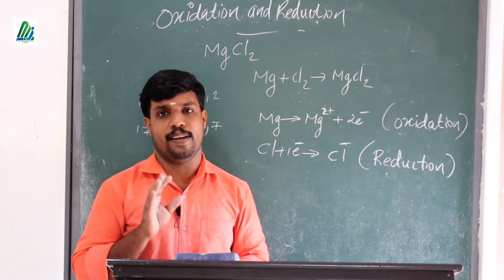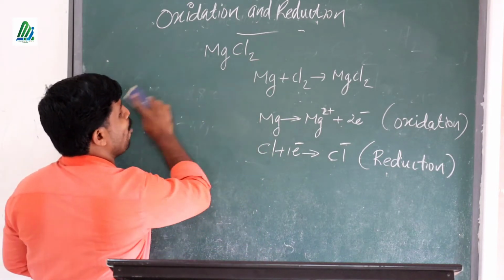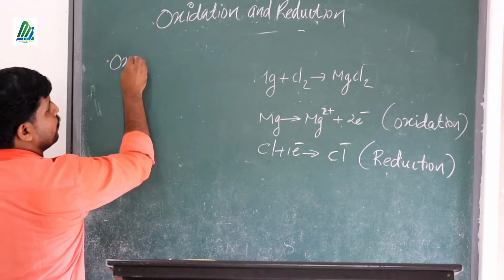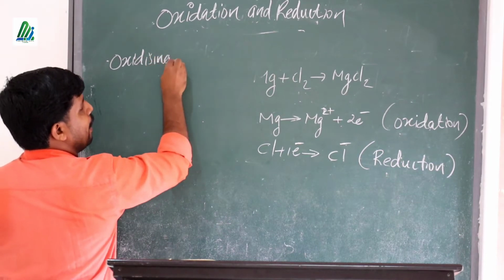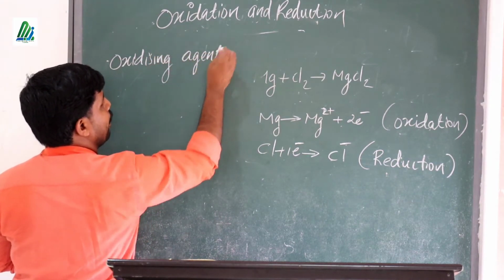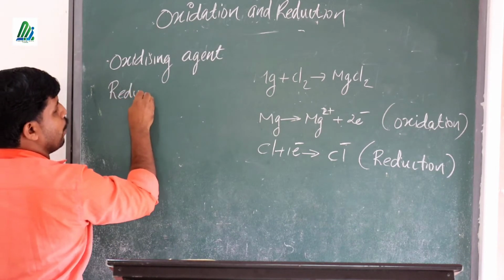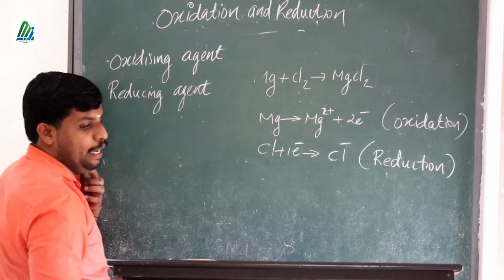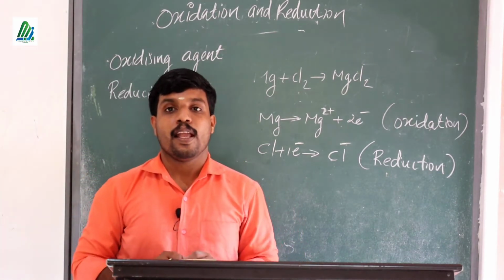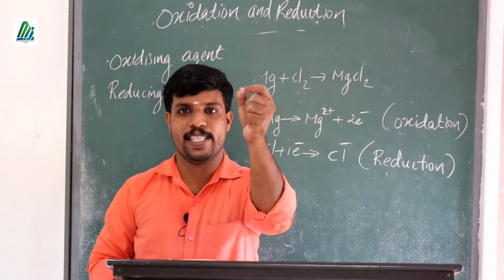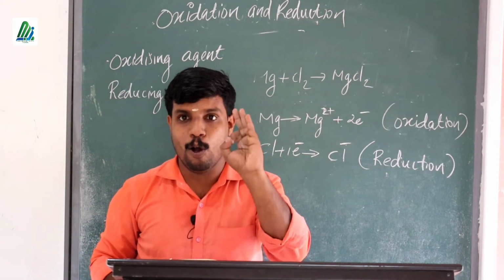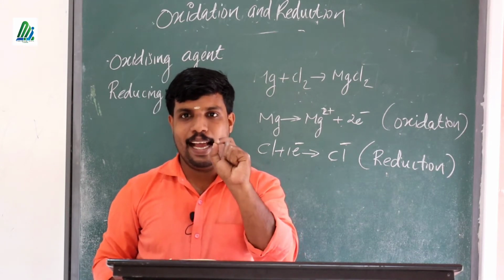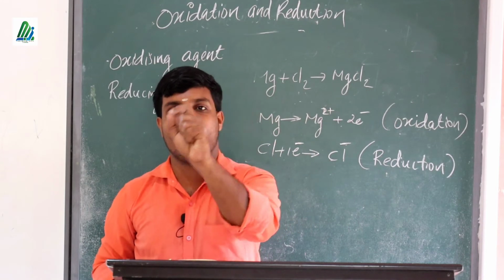Now the second very important thing: we are discussing the oxidizing agent and the reducing agent. Which atom lost the electron? Please listen. Which atom lost the electron? That is the reducing agent.